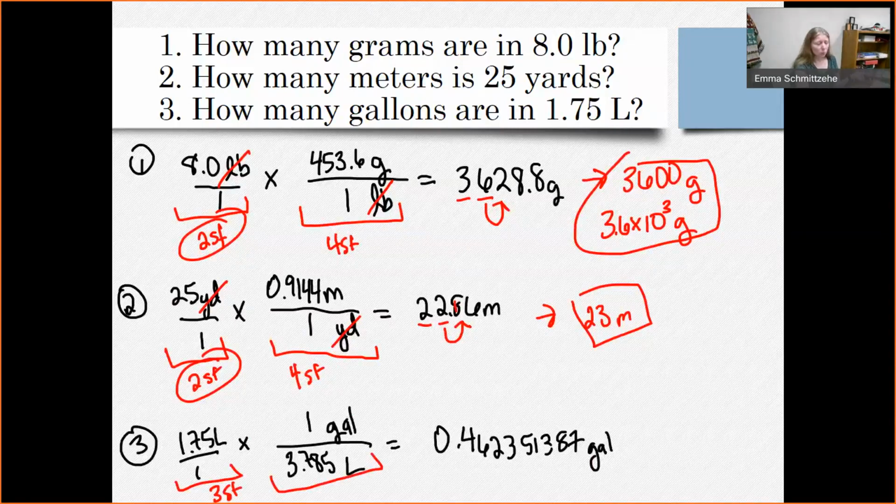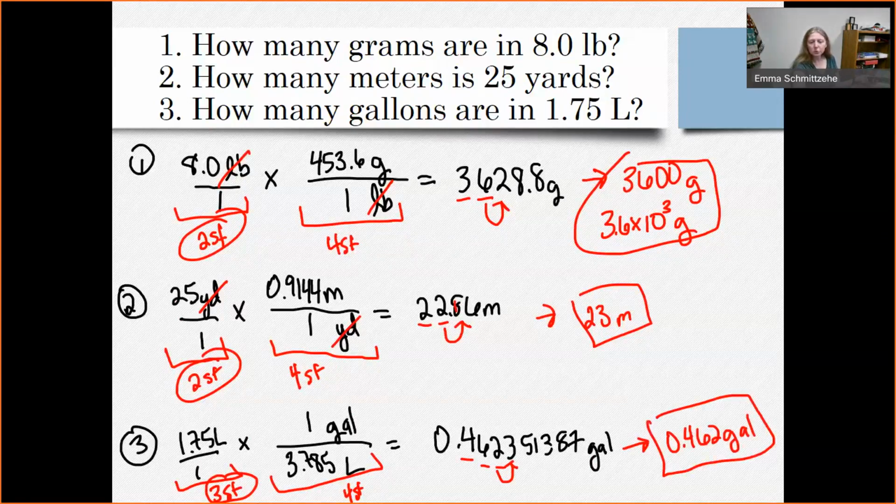The only one that's exact is 1 inch is 2.54 centimeters exact. Any other metric to English conversion is not exact. So this one's 4 sig figs as well. Okay, and so 3 sig figs is the lowest. So I'm going to round my answer to 3 sig figs. The 4, the 6, and 2 are significant. Remember, leading zeros are not significant ever. So then I look to the right of that 2, and there's a 3, so it doesn't change the 2. So my answer should be 0.462 gallons. Answer to the correct number of significant figures.